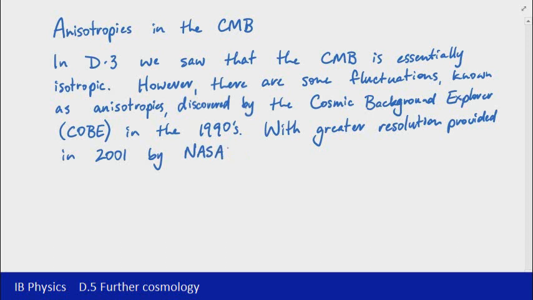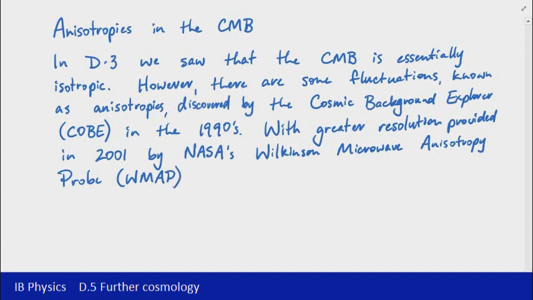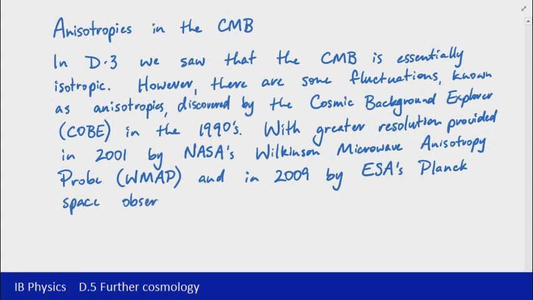So this one is known as the Wilkinson Microwave Anisotropy Probe. So that's shortened to WMAP. And then in 2009, by the European Space Agency, and that one was, we've already mentioned this one, the Planck Space Observatory. So with those two, we were able to then identify low-level temperature variations.